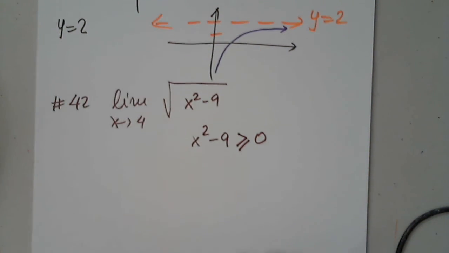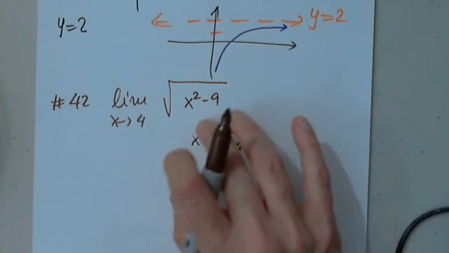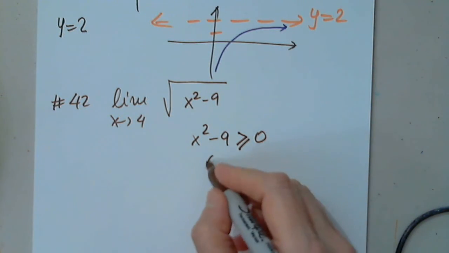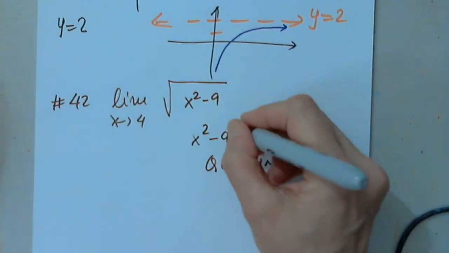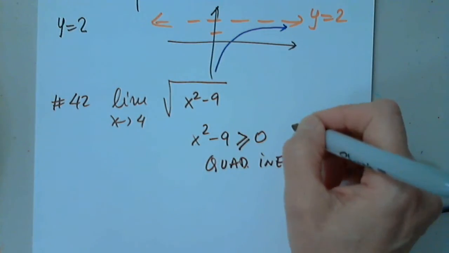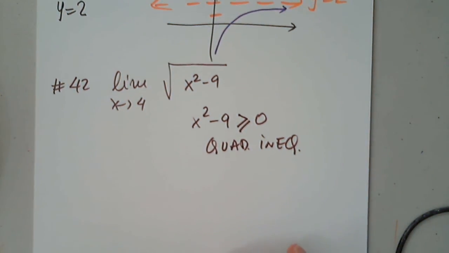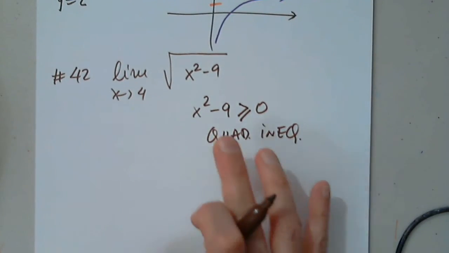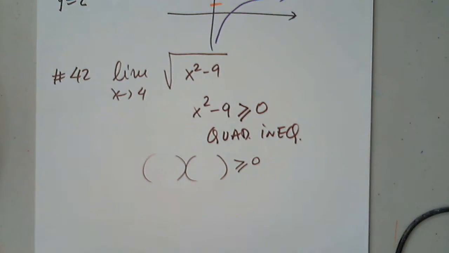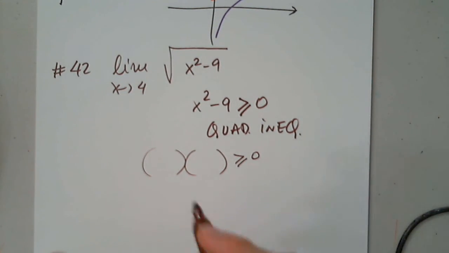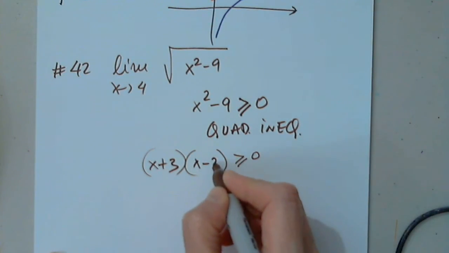Excellent, thank you. Well, this is quadratic. It's an inequality. Quadratic inequality. We do not move 9 to the other side and take square roots. That's allowed in an equation, not in an inequality. Can anyone quickly factor this for us? x plus 3, x minus 3. Brilliant, thank you very much.